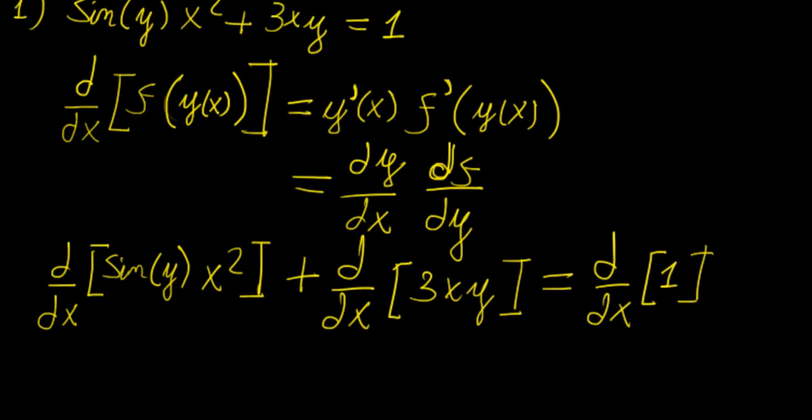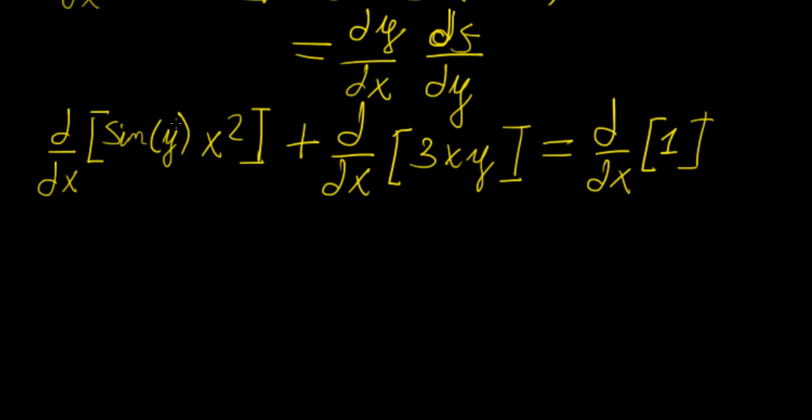So what is this going to become equal to? Well, here we have a product of two functions, so we need to use the product rule. So let's differentiate x squared first. We're going to have 2x times sine y plus the derivative of sine y times x squared. So x squared times the derivative of this.